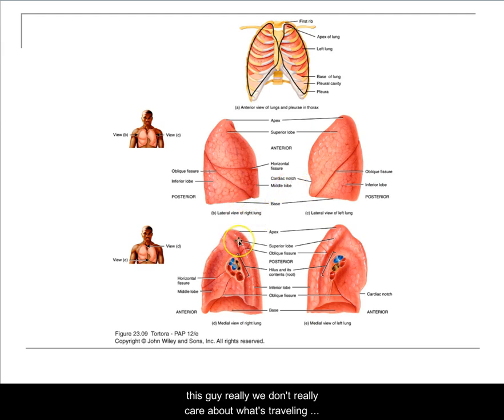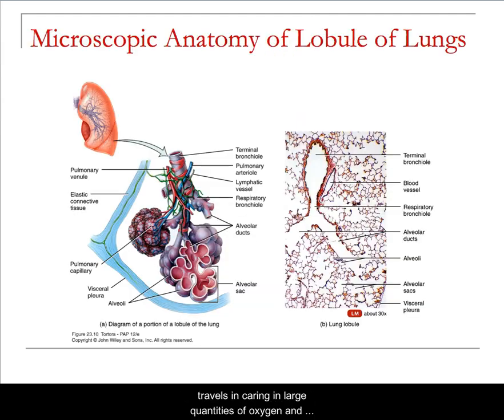Upshot, of course, is going to be as deoxygenated blood travels into the lungs, oxygenated blood returns to the actual heart itself. And to see this, really, we don't really care about what's traveling back to the heart right now. We want to know how it gets reoxygenated. And what's going to happen is that the air travels in, carrying in large quantities of oxygen and very little carbon dioxide. And what happens is carbon dioxide now moves out of the capillary beds surrounding all of this. Okay, and oxygen now moves into the capillary beds surrounding all of this.